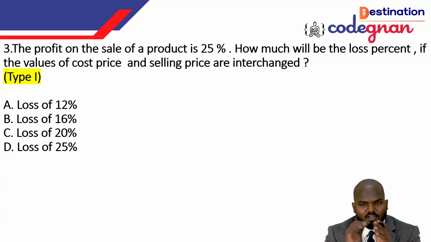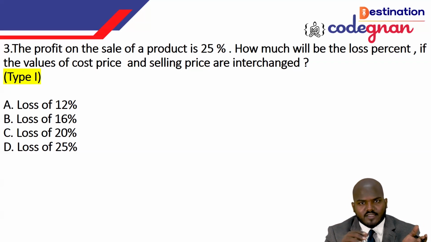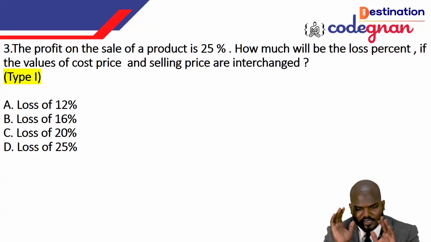Okay. It's saying that currently you are selling the product, and it will lead you to a profit of 25%. But if the values of the cost price and the selling price are interchanged, what will be the loss percentage? That is what they are asking here.